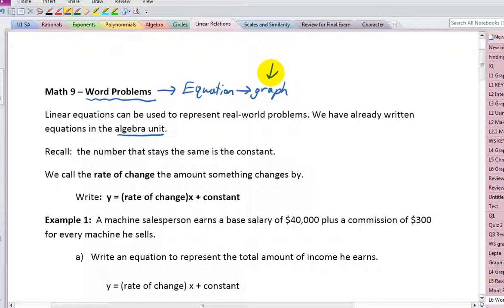So recall that the number that stays the same is called the constant. We want to be able to identify the constant. We also want to identify the rate of change. That one's really important. It's the amount that something changes by.